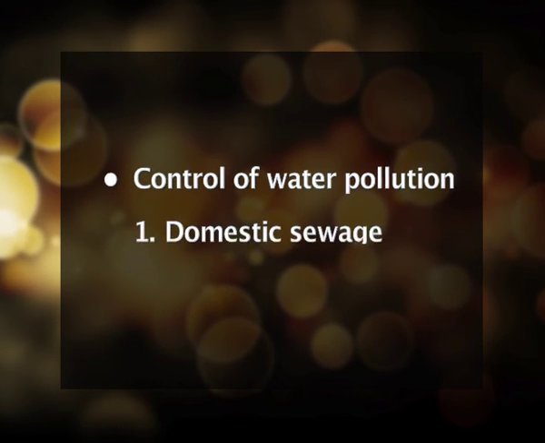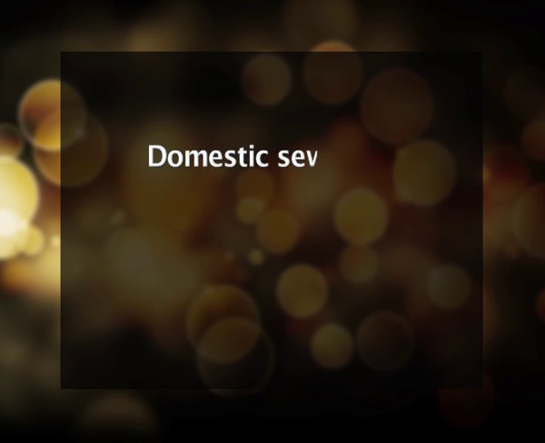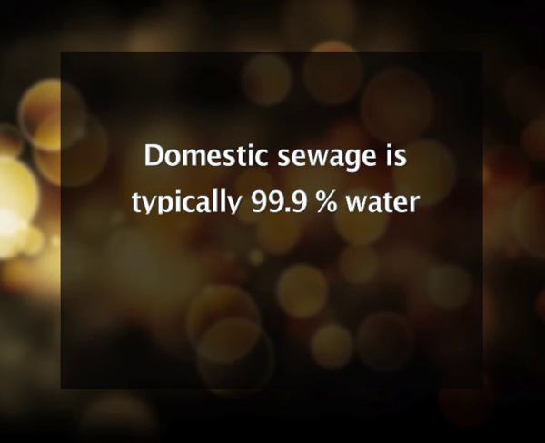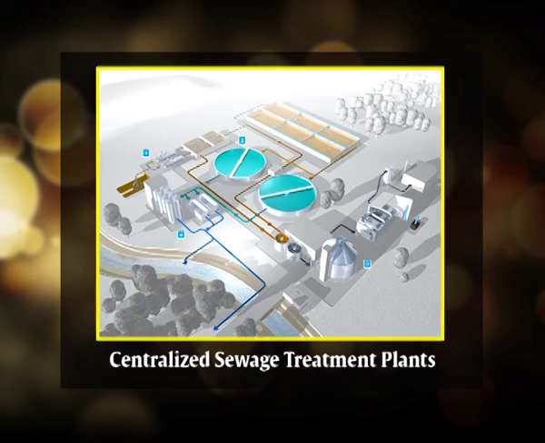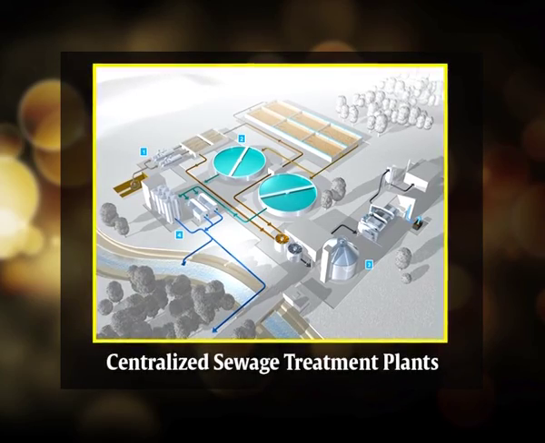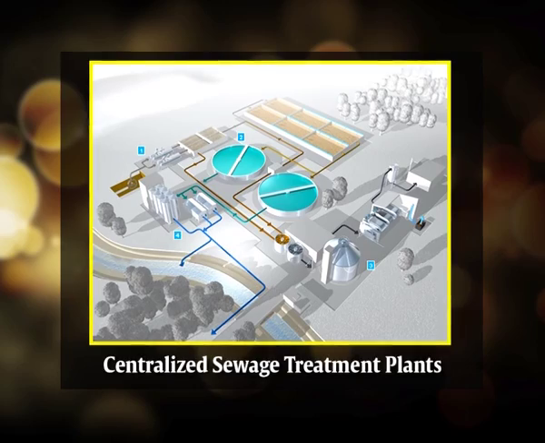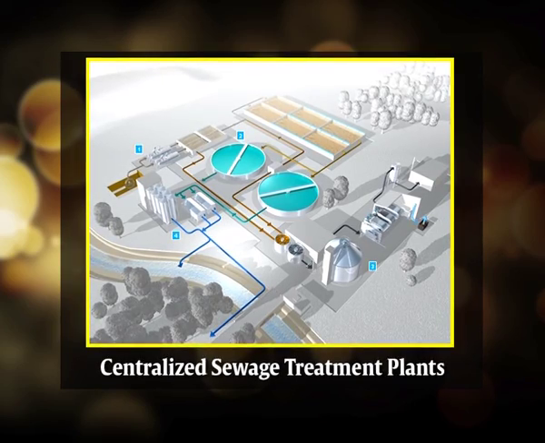First of all, domestic sewage. Domestic sewage is typically 99.9% water with only 0.1% pollutants. Although found in low concentrations, these pollutants pose risk on a large scale. In urban areas, domestic sewage is typically treated by centralized sewage treatment plants. Well-designed and operated systems can remove 90% or more of these pollutants. Some plants have additional systems to remove nutrients and pathogens.